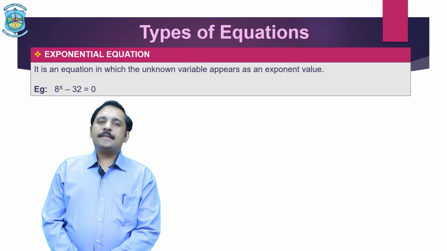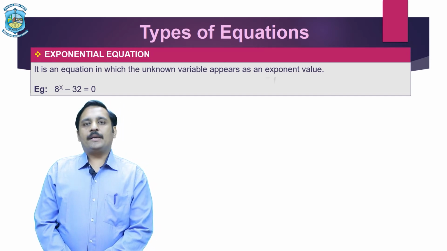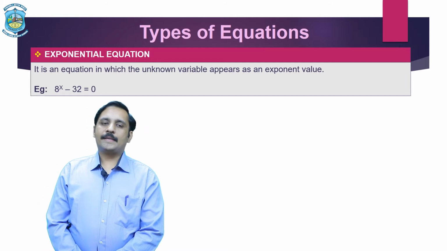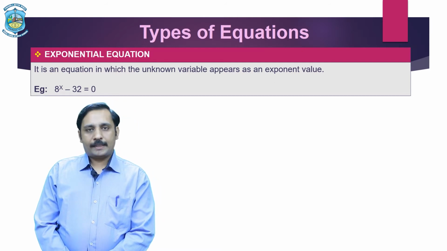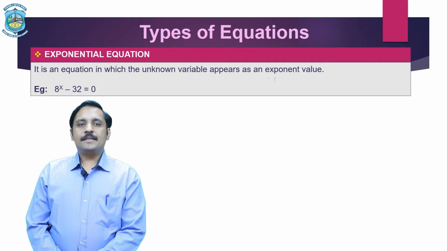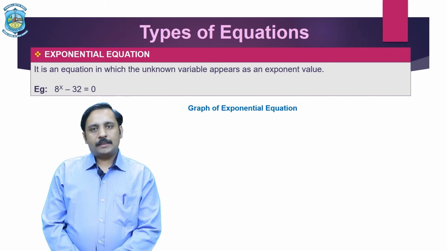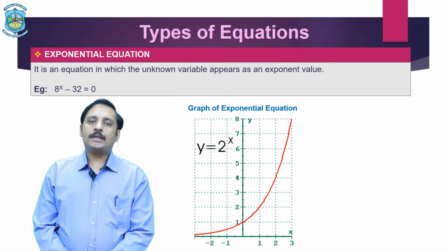The next type of equation is an exponential equation. It is an equation in which the unknown variable is at the exponent value or in the power. For example, we have 8 raised to power x minus 32 is equal to 0. Here the unknown variable x is in the power. If we plot a graph of this, we will get a curve, either an upward curve or a downward curve.